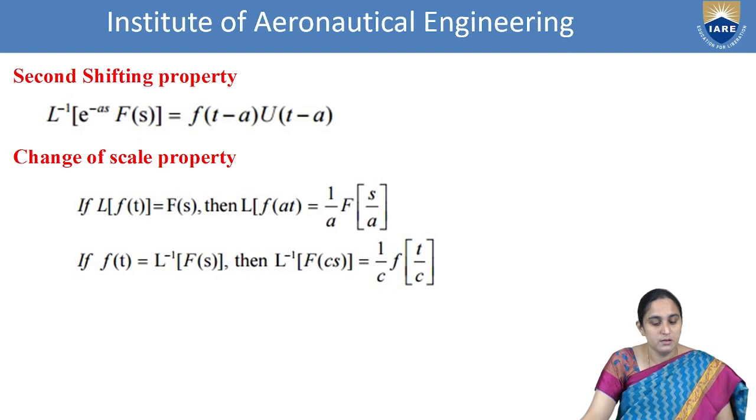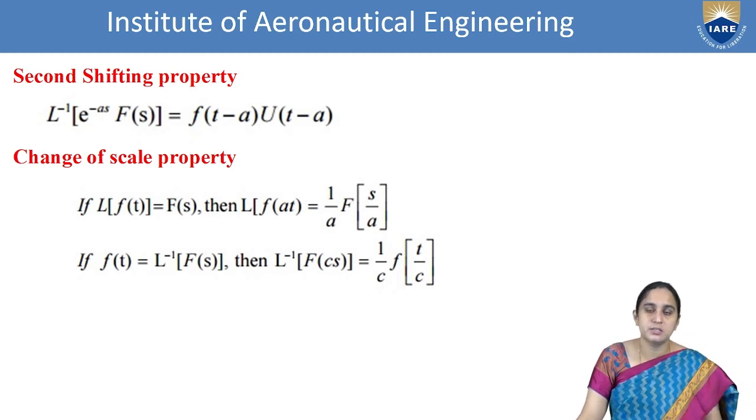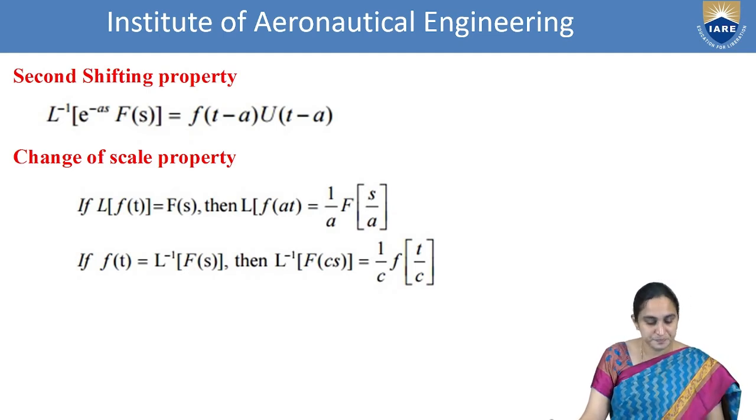Next, the second shifting property in the inverse Laplace transform, that is Laplace inverse of e power minus as into f of s is equal to f of t minus a into u of t minus a. If the function is multiplied with the exponential function, in that case the formula is f of t minus a into u of t minus a.